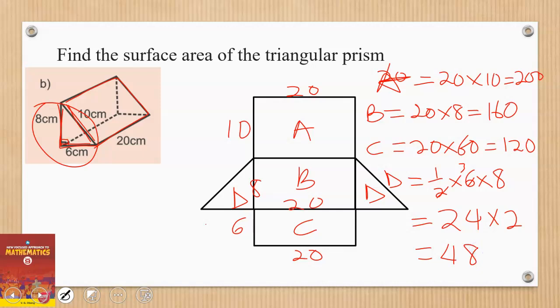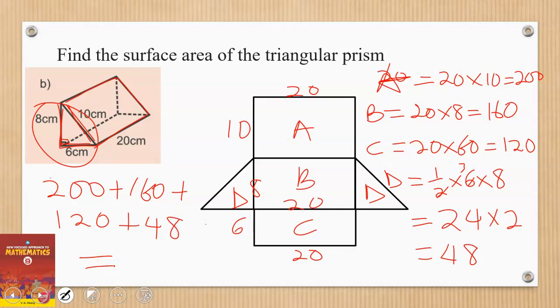So in a nutshell, we have 200 plus 160 plus 120 plus 48. This total will be the total surface area of this prism. So putting all together, we are going to have 528 centimeters squared. That answers the question. So you see how easy this can also be done.